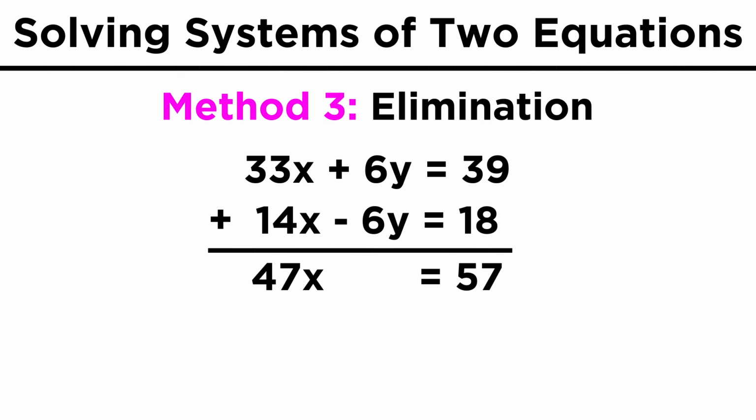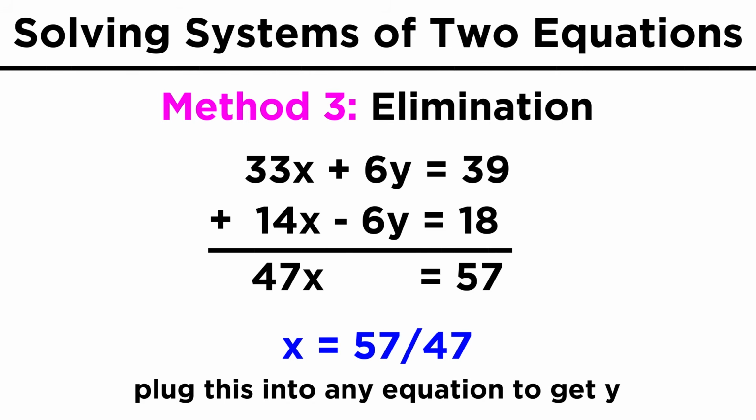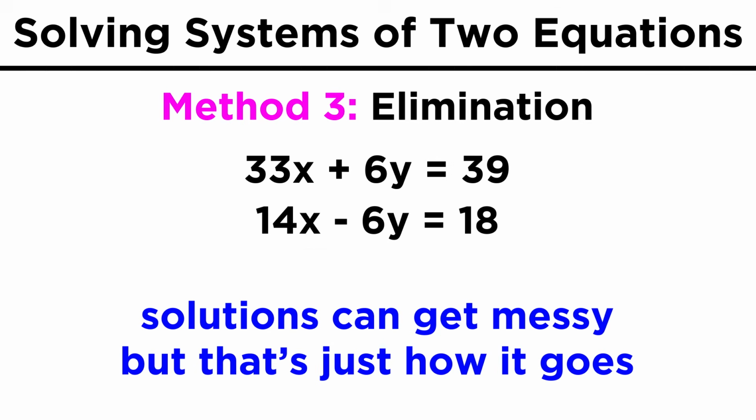That gives us 47x equals 57. We can then solve for x and plug back into one of the equations to get the y value. With lots of multiplying, the solutions can get messy, but that's just how they go sometimes.